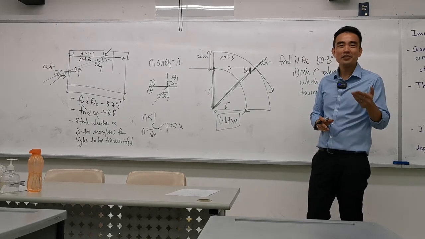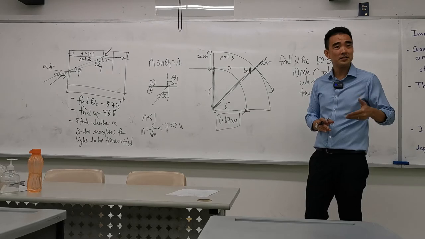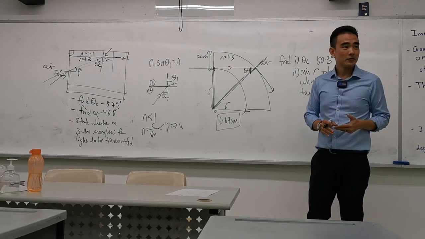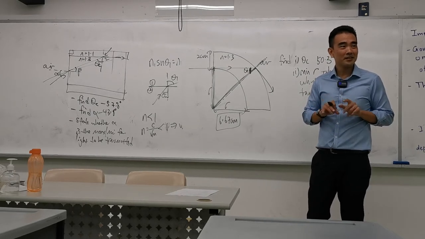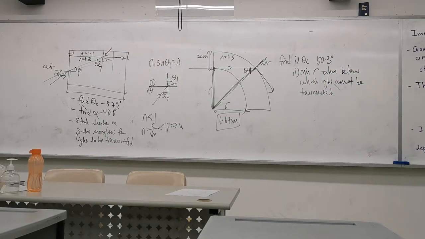So R divided by R plus 2 equals sine theta c. And even more elegant is sine theta c is 1 upon 1.3. So you don't even need to punch in the calculator. You just need a cross multiplication, you get the answer.